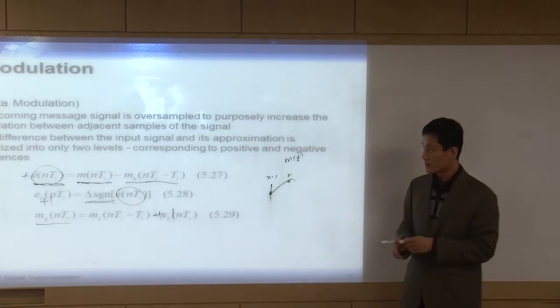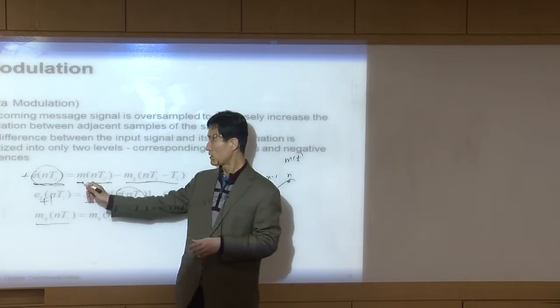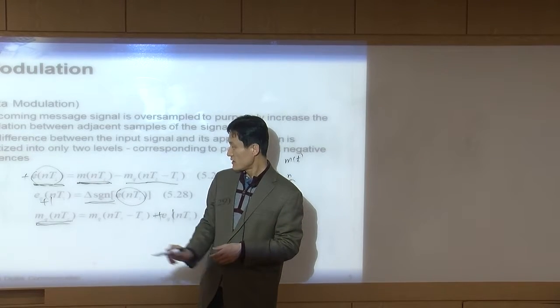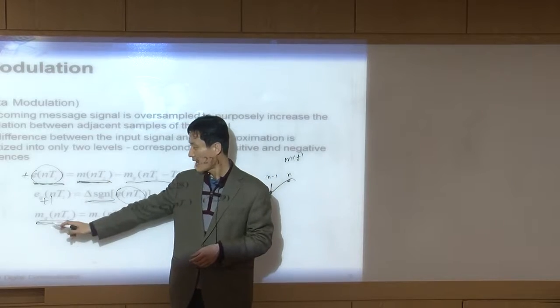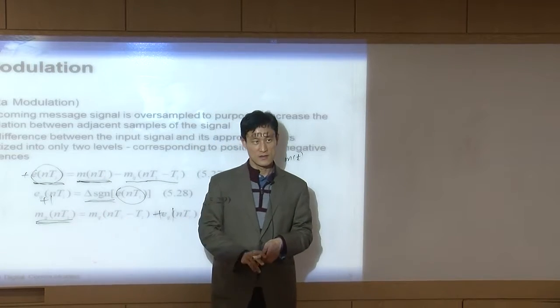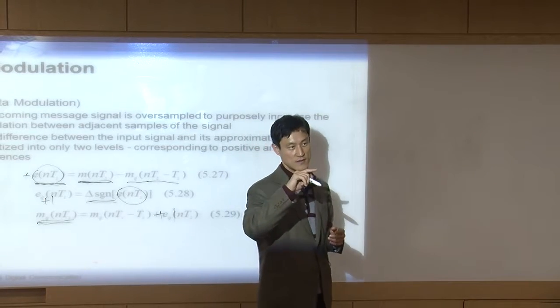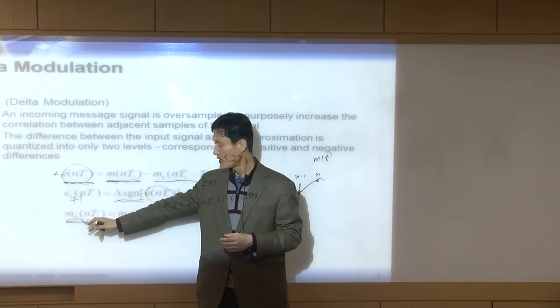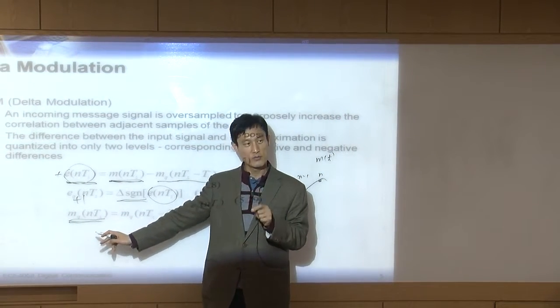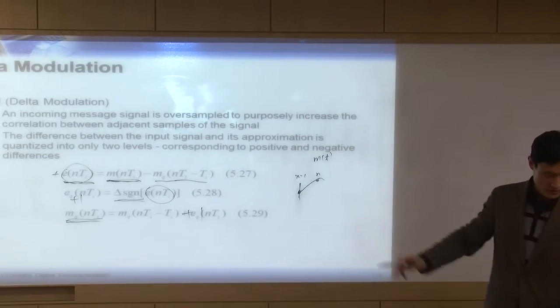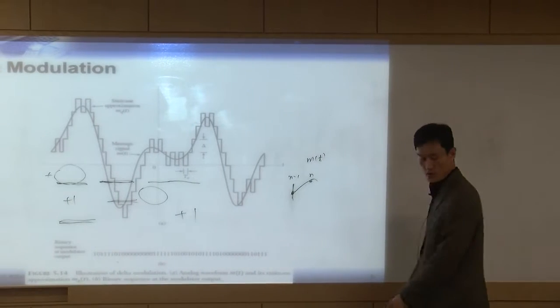That's your output. What's the difference between this and this? The difference is this is m(t), this is m sub q(t). What's the difference? m(t) is your input signal. m_q(t) is the quantized output of that signal. Q means quantized, right? So let's look at that in the picture.